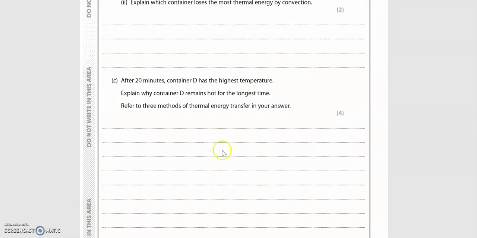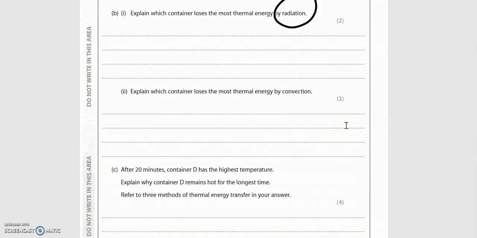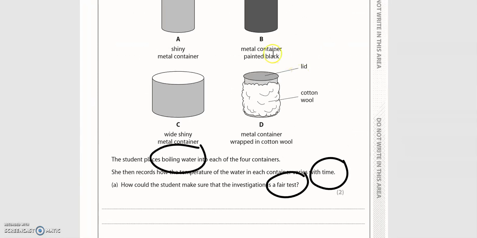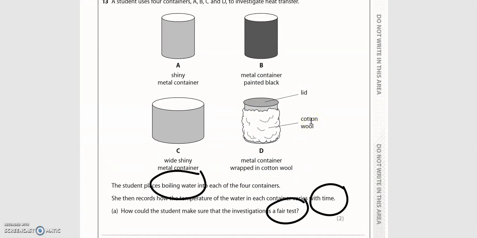After 20 minutes, container D has the highest temperature. Explain why it remains hot for the longest time. So you've got possible 4 marks here, and you need to talk about all the different features. Don't just talk about the features, talk about what heat transfer method it is cutting down on. So I've already said one of them. The lid on top is going to cut down on, you can either say conduction into the air above it or convection of the air above it. Either of those is right.